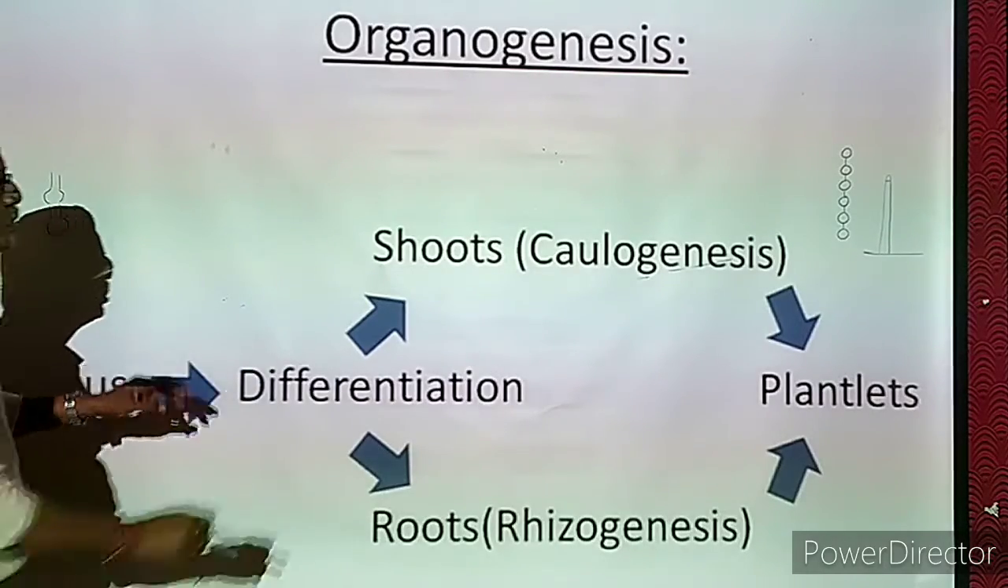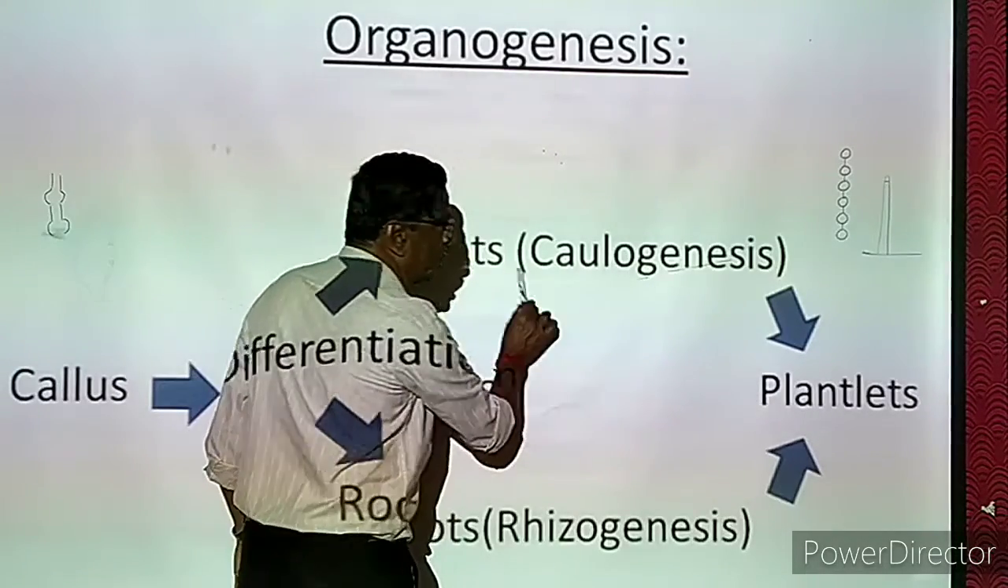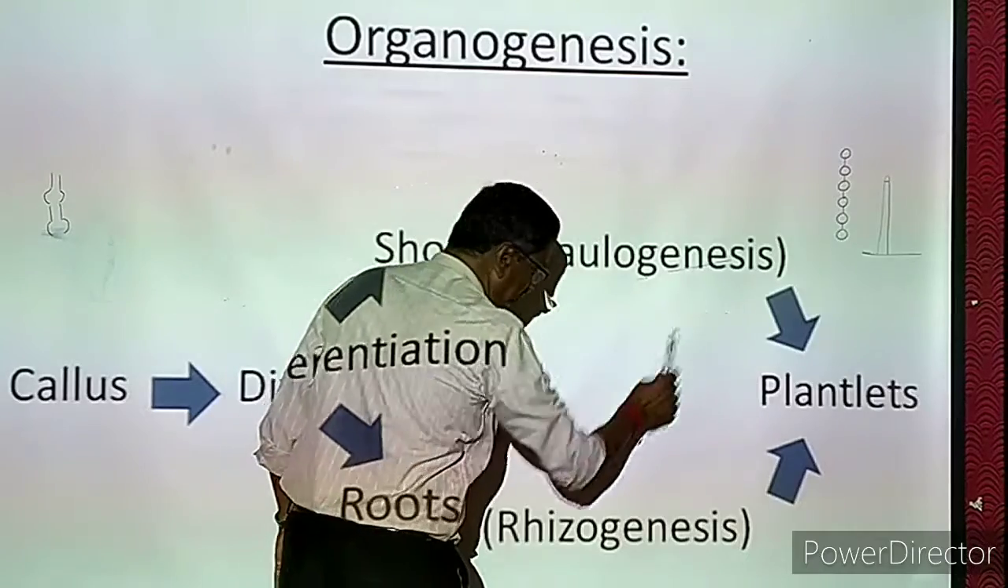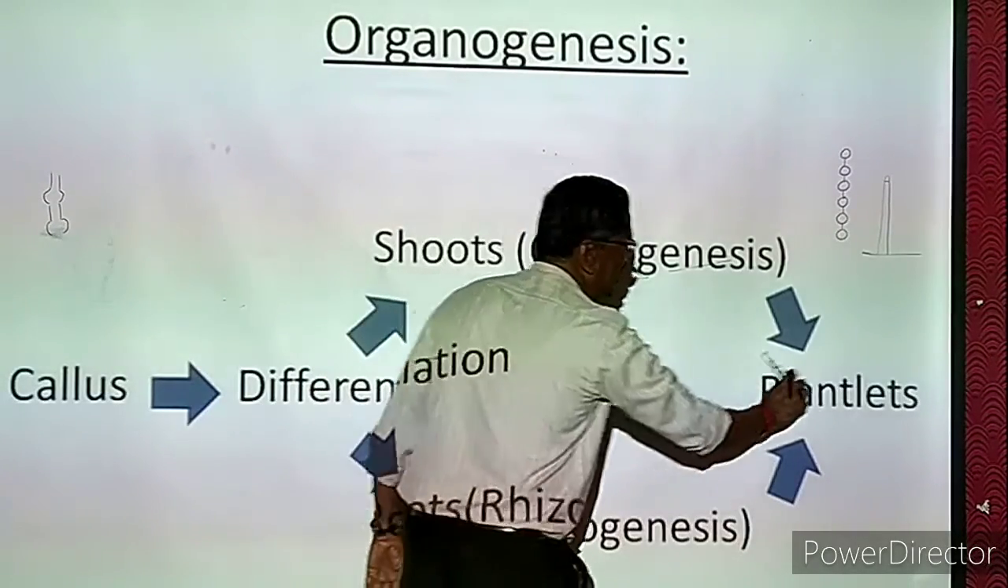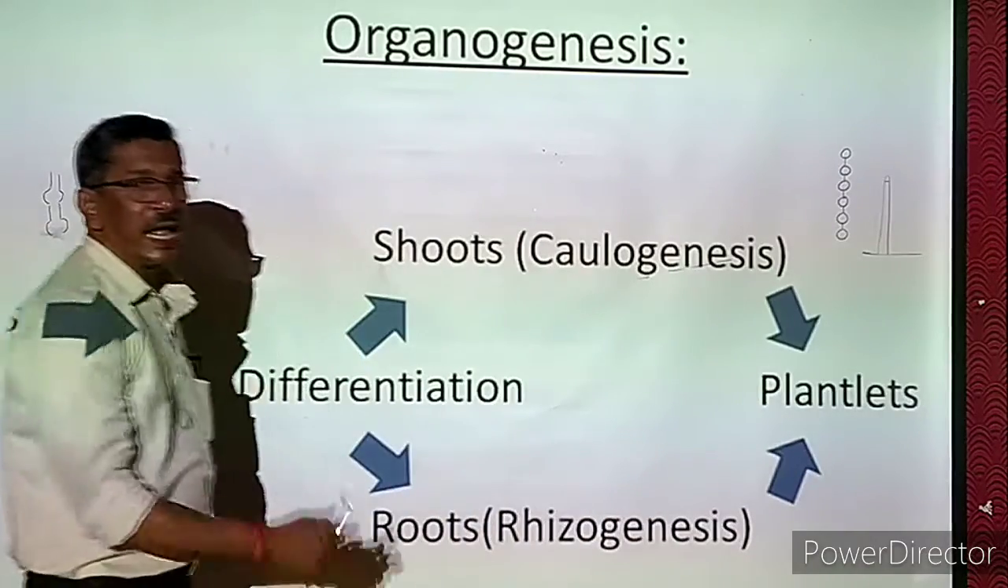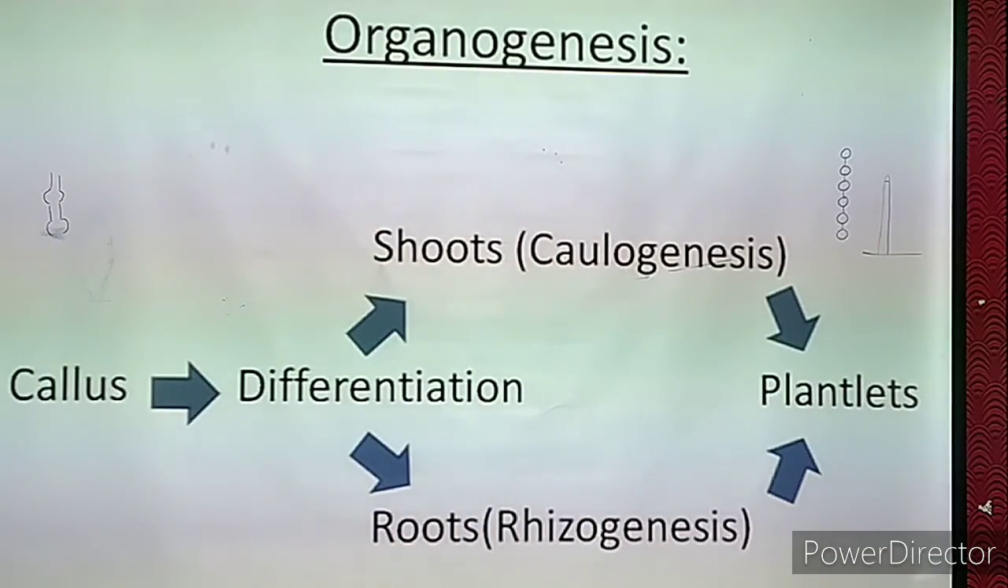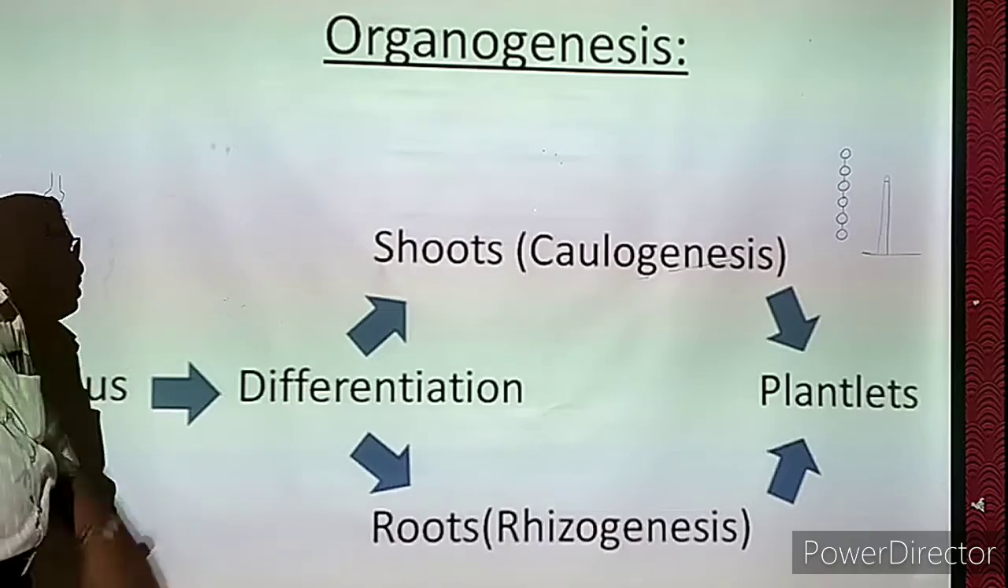Now, the entire shoot that I told you about, everything above the soil, and below the soil, roots will be present. Everything together we can call a plantlet. A tiny plant, a complete plant. That is the basic concept of organogenesis.